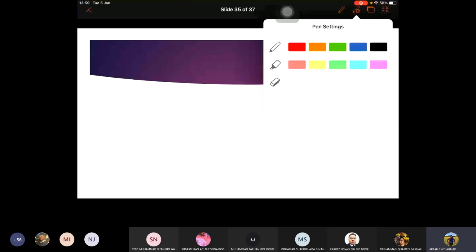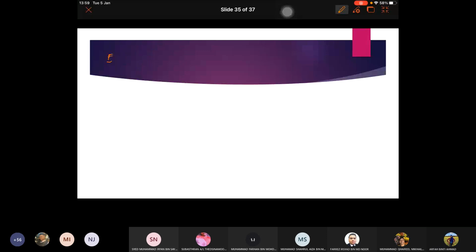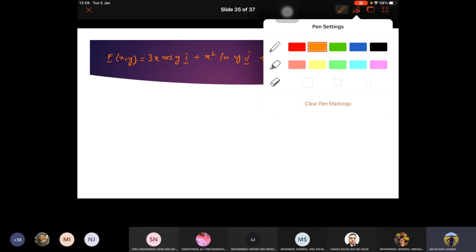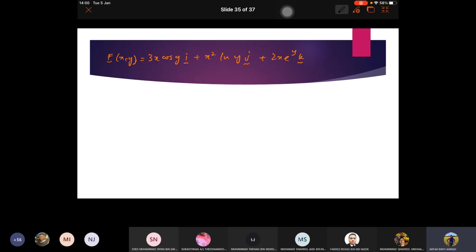Okay, example first. Let's say you are having vector f. Vector f with respect to x, y akan sama dengan 3x cos y for component i tambah x kuasa 2 ln y for component j tambah 2x exponent y for the component k. So soalan dia, find derivative vector f terhadap x, vector f terhadap y, second order derivative dan juga terhadap xy. So bezakan vektor f terhadap x. Okay, bezakan setiap each component terhadap x. This one you akan dapat 3 cos y i tambah 2x ln y j tambah 2 exponent y k. Okay, so itu adalah bezakan terhadap x.